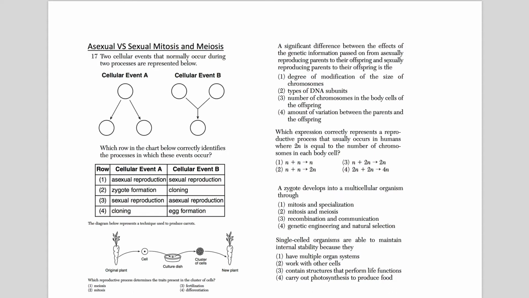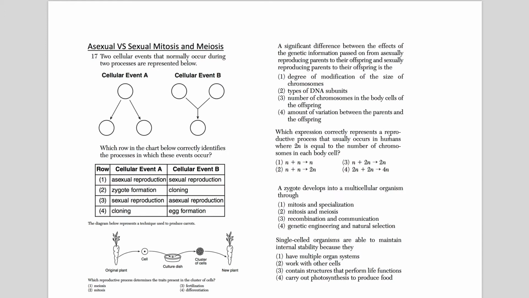Genius. Thank you. The effects of the genetic information passed on from asexually reproducing parents to their offspring and sexually reproducing parents to their offspring is the, what's the answer? 4. The variation between the parent. Right. So in humans, they're different, parent and offspring, not the same. In others, they're identical to each other, the parent and the offspring.